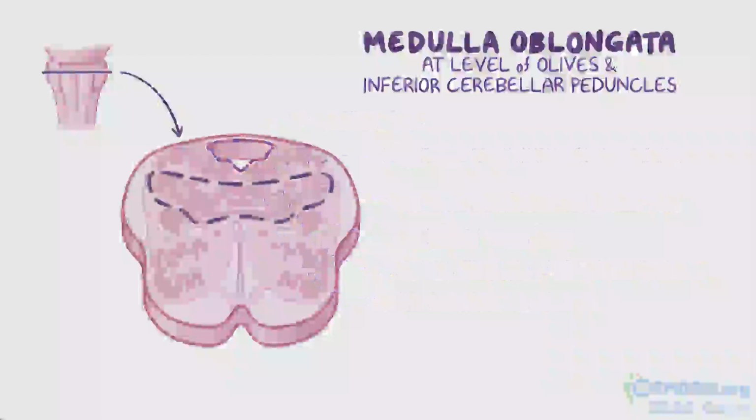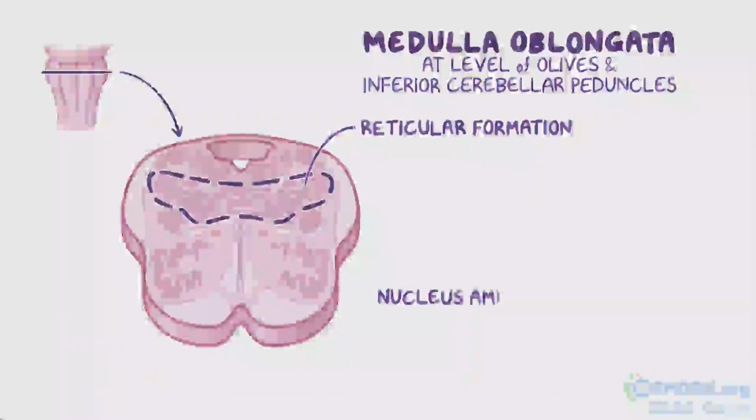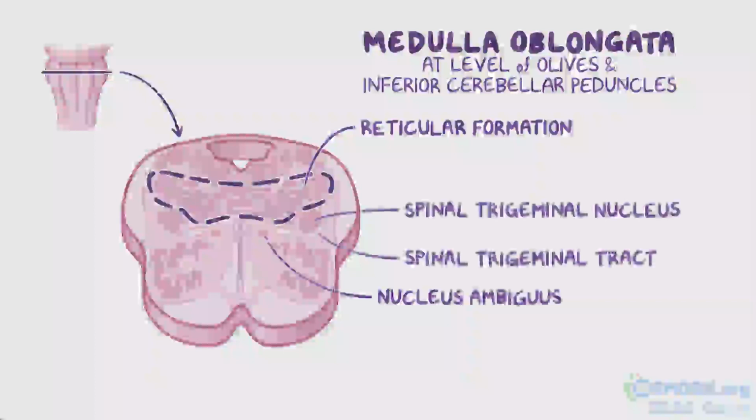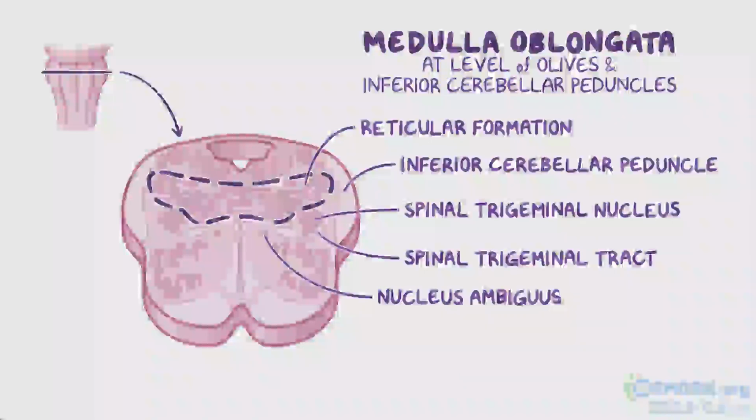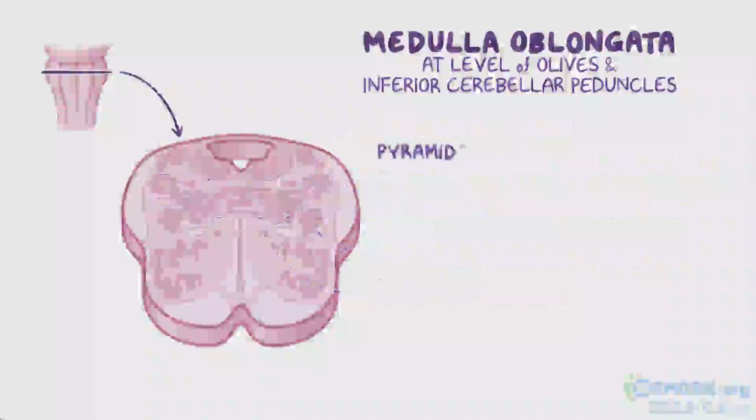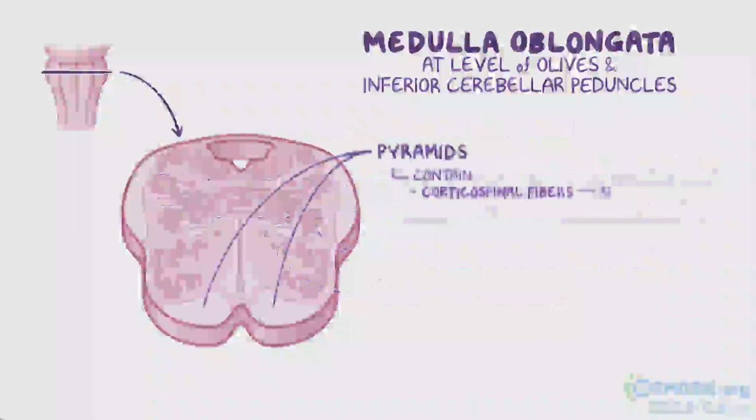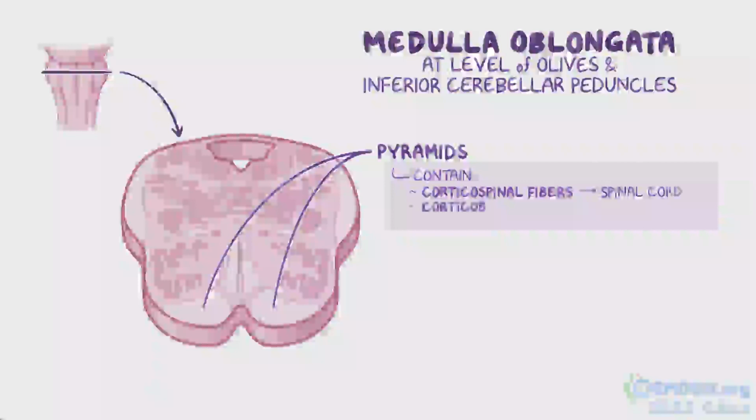Ventral to all these nuclei, there's the reticular formation, and buried deep within it, the nucleus ambiguus. Lateral to the reticular formation, there are the spinal trigeminal tracts and nuclei, and most laterally, the inferior cerebellar peduncles. On the ventral side, next to the anterior median fissure, there are the pyramids. They contain the corticospinal or pyramidal fibers that descend to the spinal cord, and the corticobulbar fibers that target motor nuclei of the cranial nerves in the brainstem.